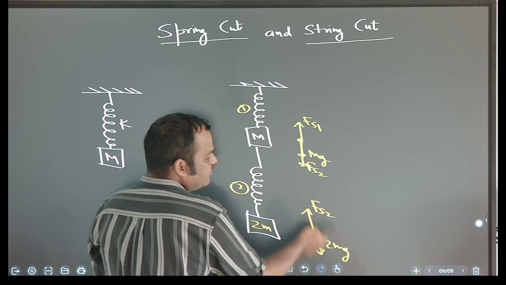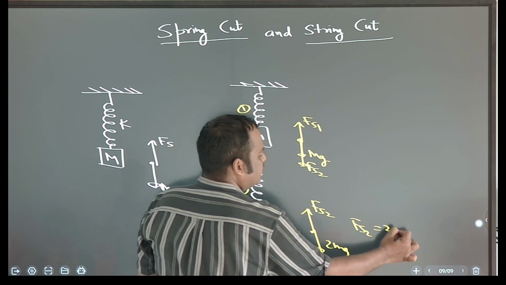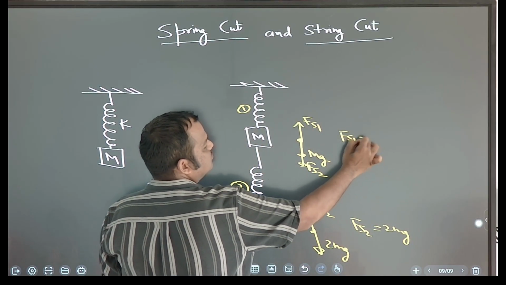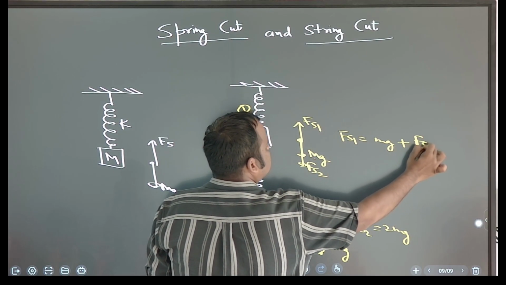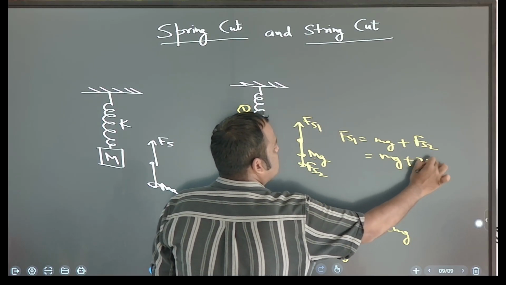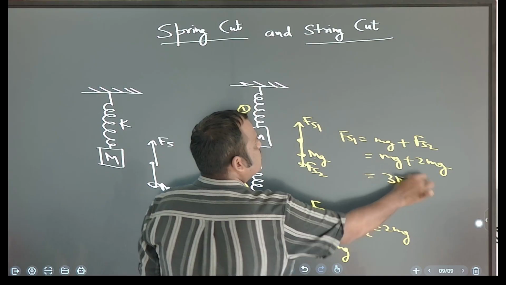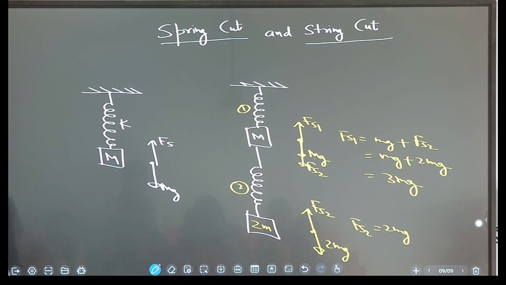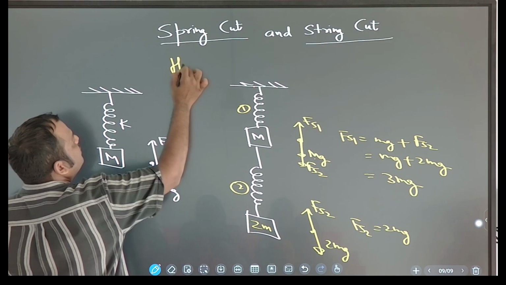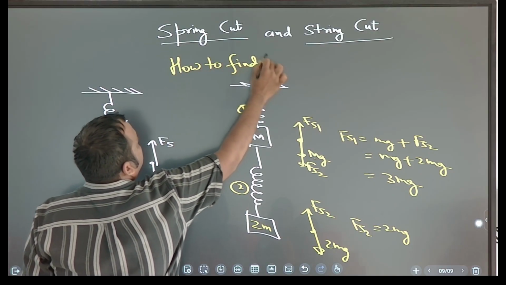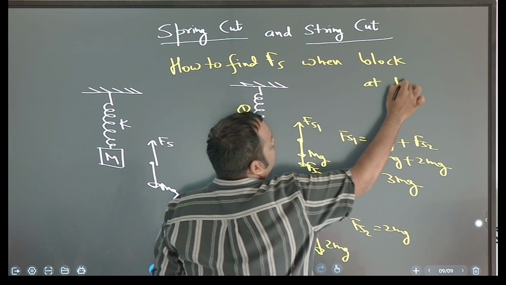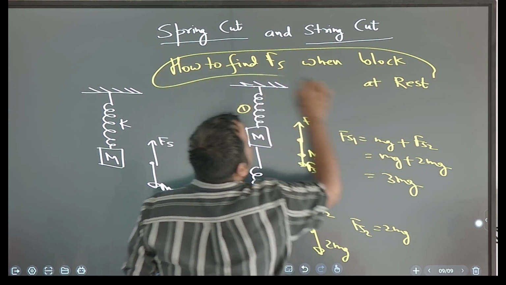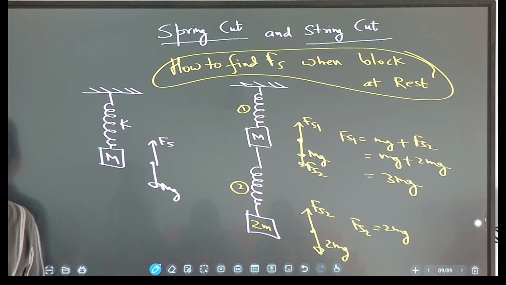So what is Fs2 value? 2mg, very good. What is Fs1 value? mg plus Fs2. So mg plus 2mg. So what is Fs1? 3mg, correct? So how to find Fs? How to find Fs when block at rest?